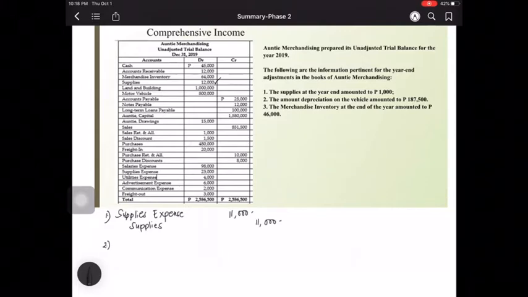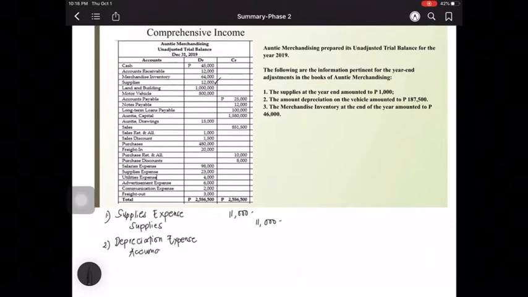How about for the second adjustment here? Okay. So there is a depreciation on the vehicle amounting to 187,500. All right. I told you about this one before, that if you recognize a depreciation expense, there is only one pro forma entry for this one. So you just have to memorize the pro forma entry for depreciation expense. And what is that? We just debit your depreciation expense. Okay, and we credit your accumulated depreciation.